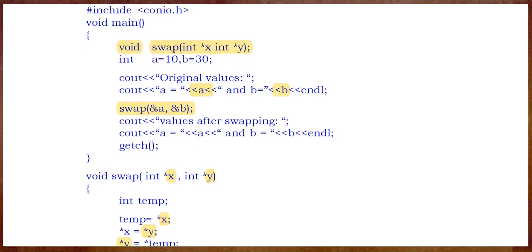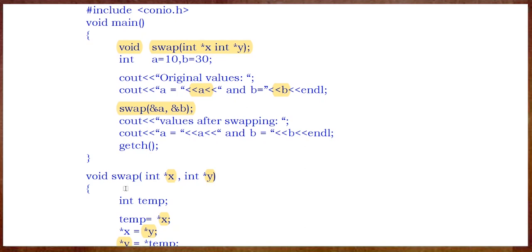How it is done means it is using the pointers. You can see here the address of A will be copied to X, and the address of B will be copied to Y. So using the addresses, we are working with the values. That's how you can swap the values of two variables using pointers.